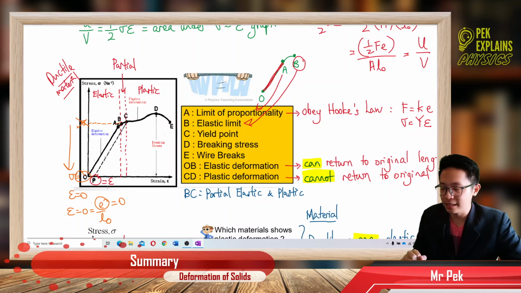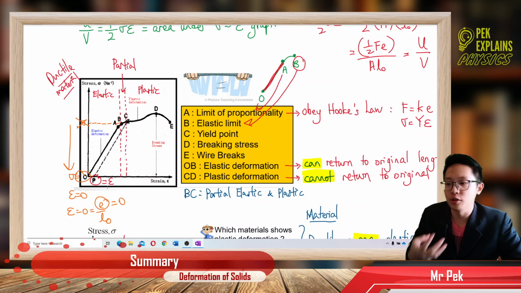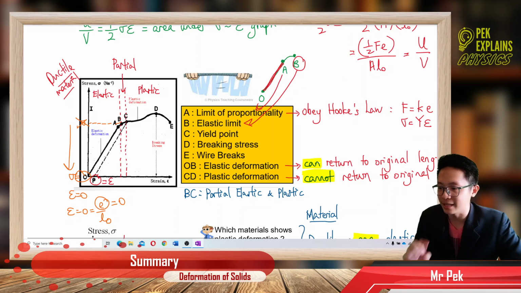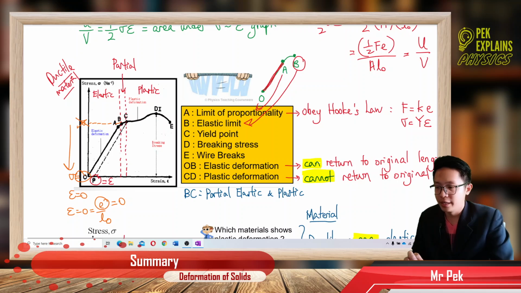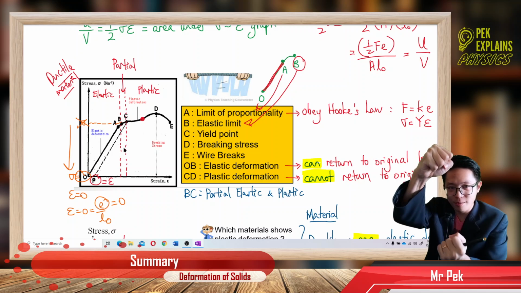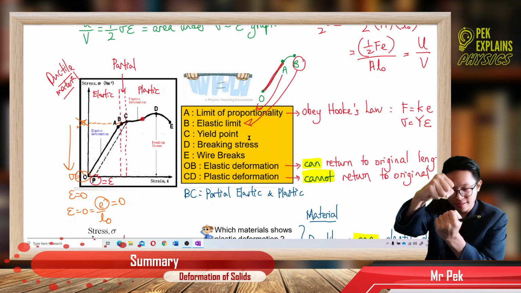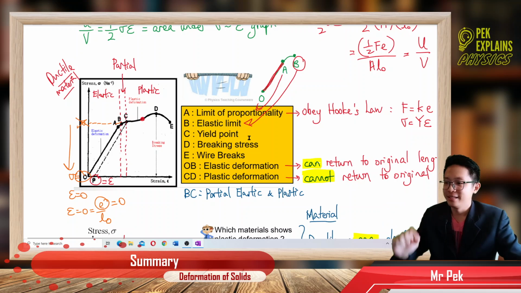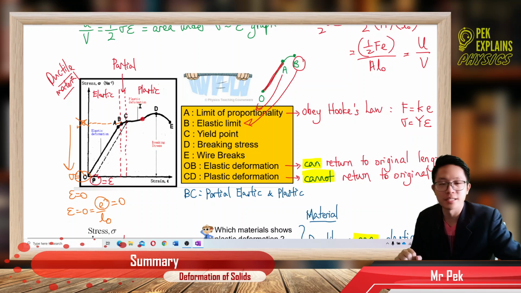Between the elastic limit and the yield point is the partial elastic and partial plastic deformation. But if you pull some more after the yield point, your stress increases some more. If you increase the stress until this point here and release the stress back to 0, the wire will show entirely plastic deformation.